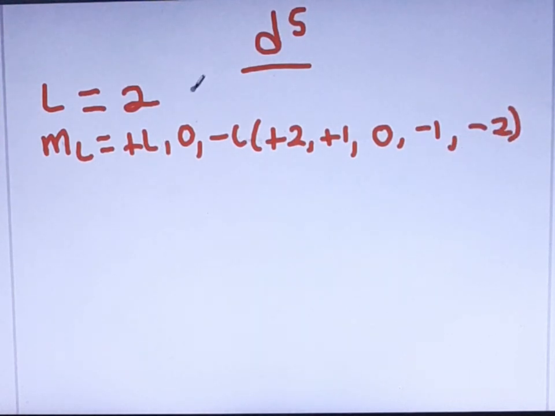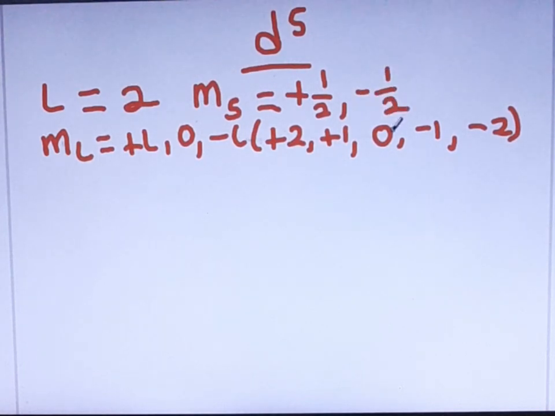Then the spin quantum number. Each electron can spin upwards, which is represented by plus half, or can spin downwards, which is represented by negative half. Then we have to write the orbitals. We know the d orbital is a degenerate orbital, so we have 5 degenerate orbitals.